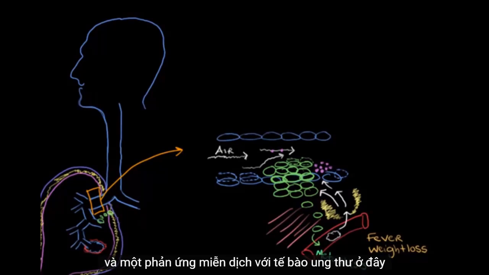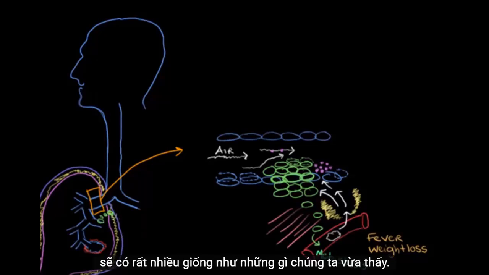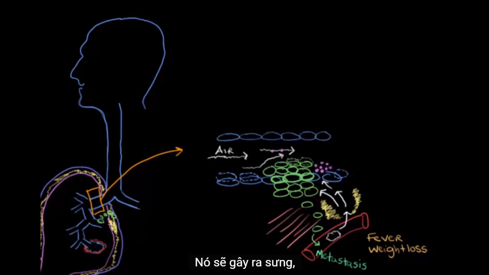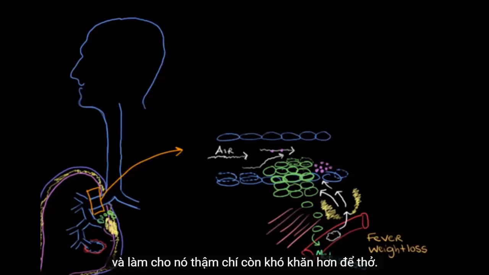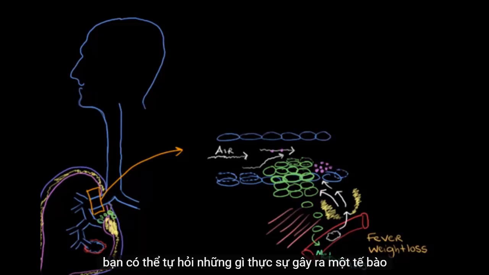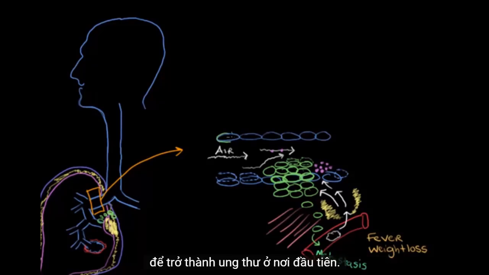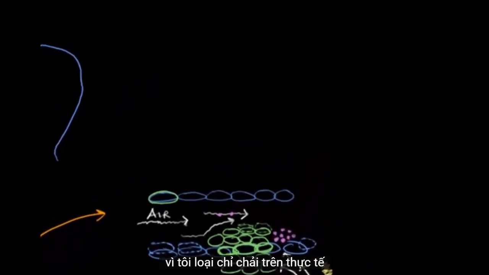And an immune response to cancer cells here is going to be a lot like what we just saw. It's going to cause swelling, and the swelling is going to take up space from the lung and make it even more difficult to breathe. So now that we know the reason for a lot of the signs and symptoms associated with lung cancer, you might be wondering what actually causes a cell to become cancerous in the first place. And this is a really good question because I kind of just brushed over the fact that the cell becomes spontaneously mutated. But in lung cancer, there are 3 main causes of mutations, one of which is smoking.